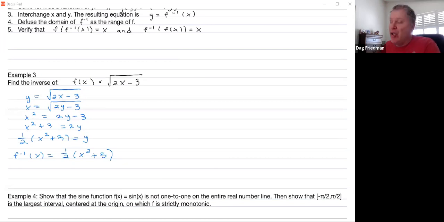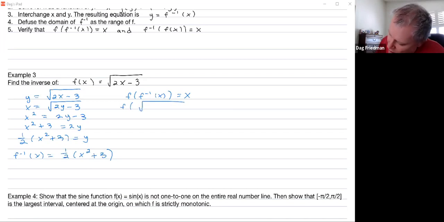Okay, so the next thing we should do is verify that we're correct. The easiest way to verify it is, you don't need to do this both ways, but you should do it one. So I'm going to take f and evaluate it at f inverse. If it produces x, then I did it right. So let's do that. What is f? f is the square root function.